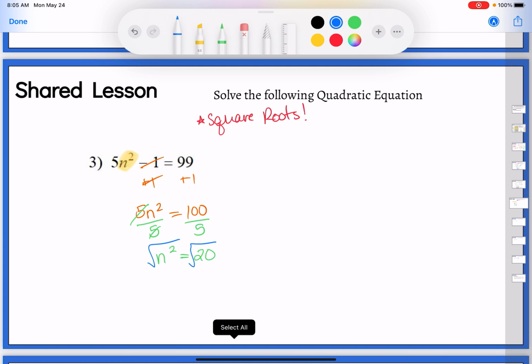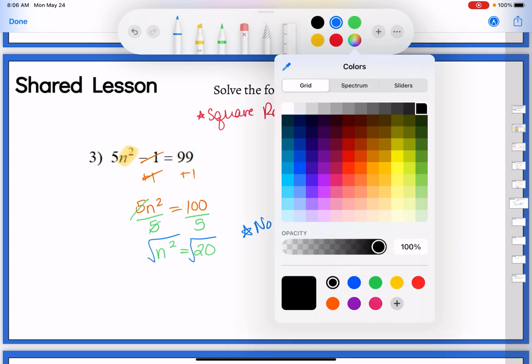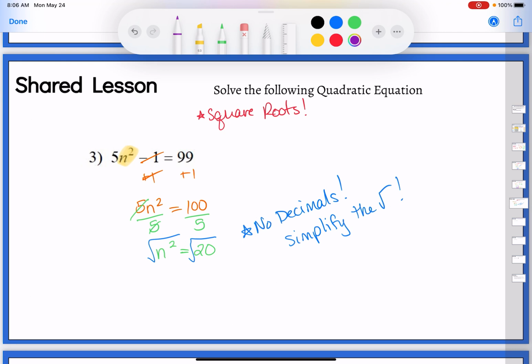Don't give me a decimal, okay? No decimals. Simplify the radical. You spent an entire unit on this last year. You can do it. I'm sure once I start saying it, it's going to come back to you, right? So this is where we say, okay, what are the factors of 20, where one of them is a perfect square? Hey, you just did this the other day, right? So you should be able to simplify that radical really quickly.